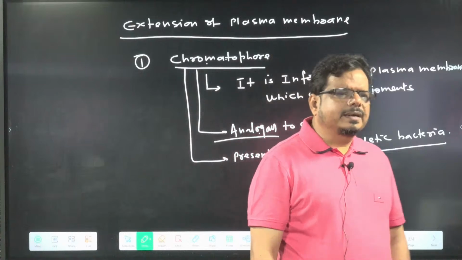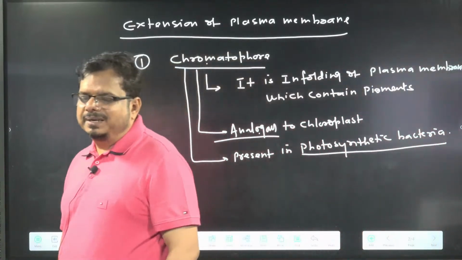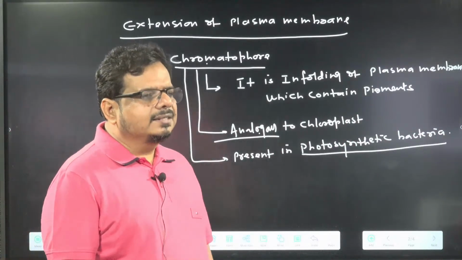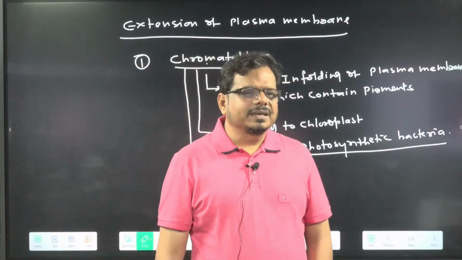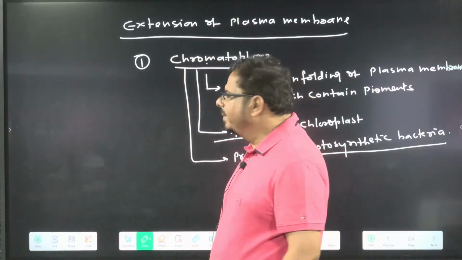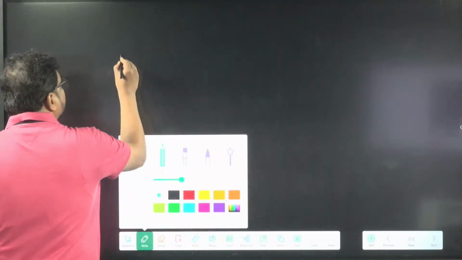It is present in which bacteria? Photosynthetic bacteria. And who are photosynthetic bacteria? Cyanobacteria, that is blue-green algae, iron sulfur bacteria, green sulfur bacteria. These are some examples of photosynthetic bacteria, where chromatophore is present. Now I am going to talk about mesosome.